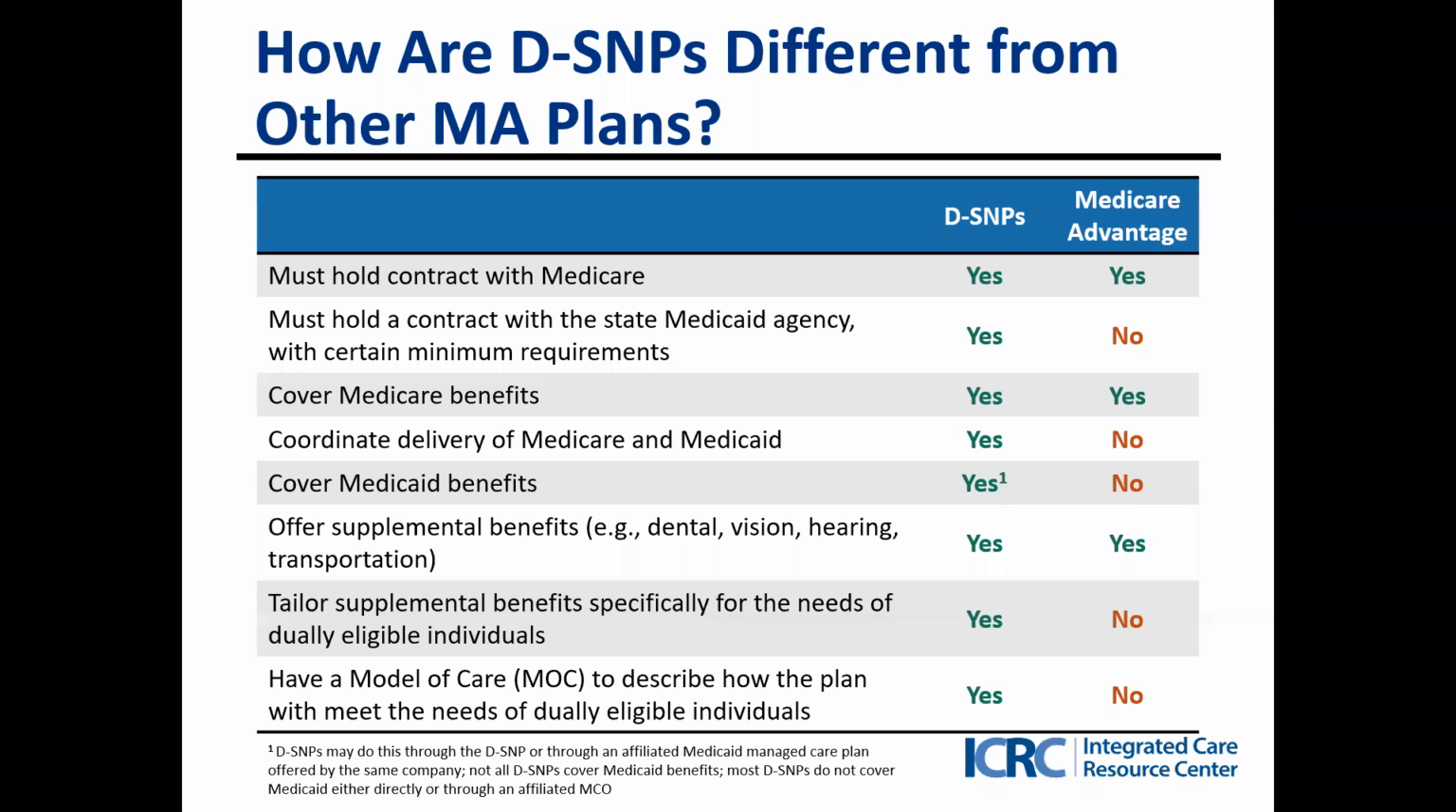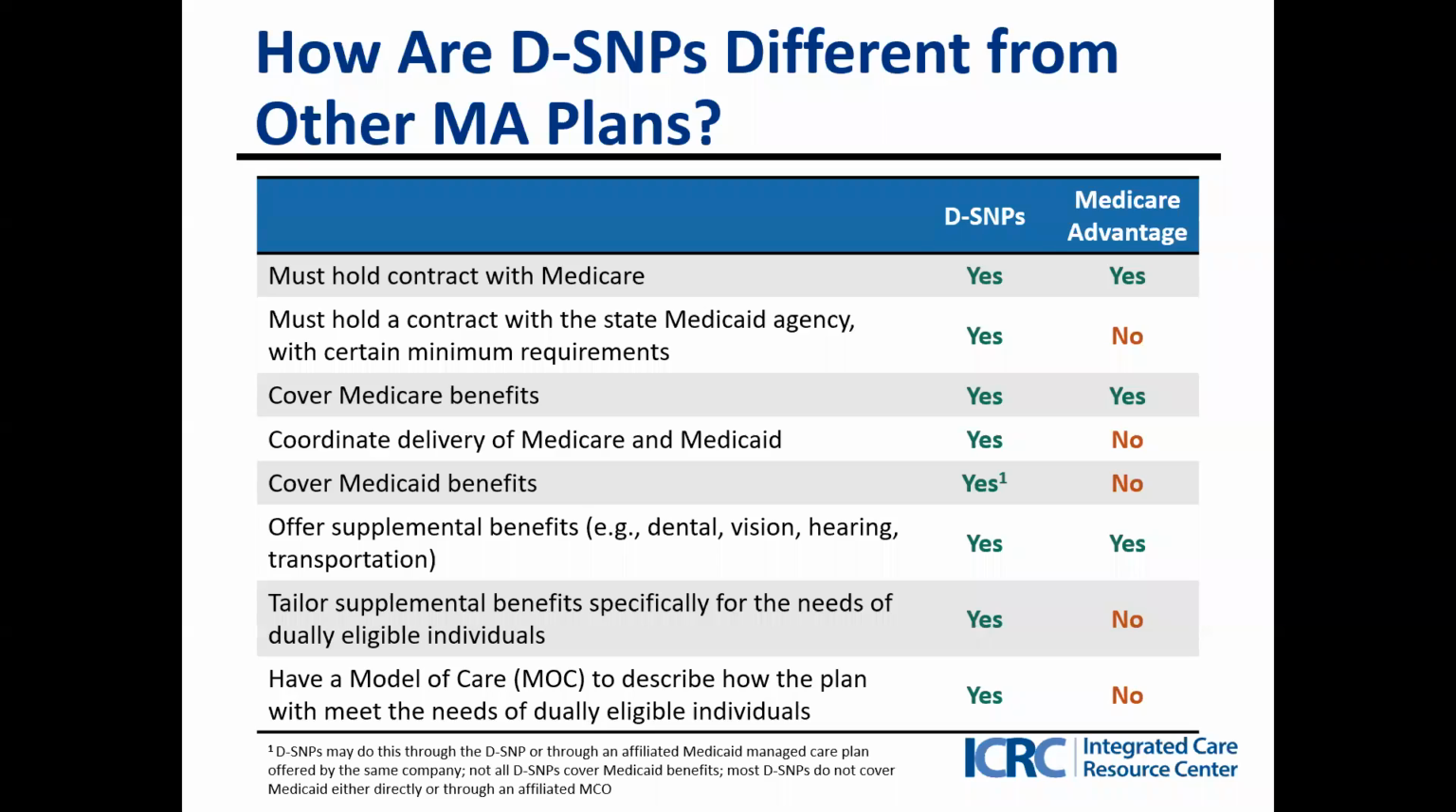So as I mentioned on the last slide, in addition to holding a contract with CMS, D-SNPs are also required to hold a contract with the state Medicaid agency. These are known as state Medicaid agency contracts, or SMACs. Contracts with the state govern D-SNP's coordination or coverage of Medicaid benefits. This is another key difference between D-SNPs and other Medicare Advantage plans.